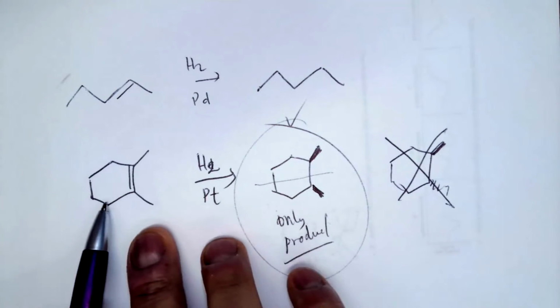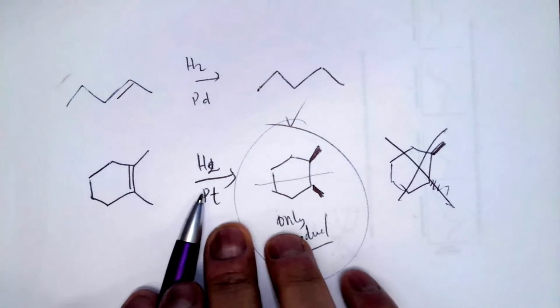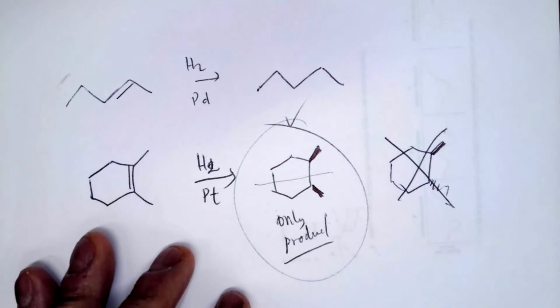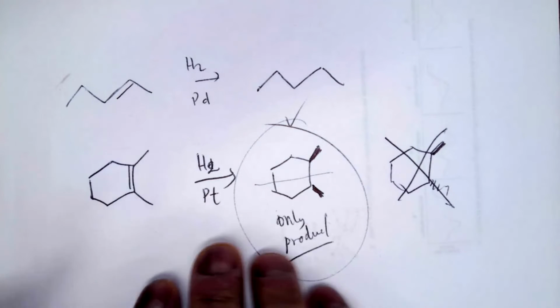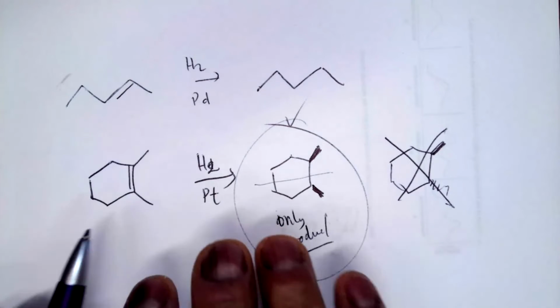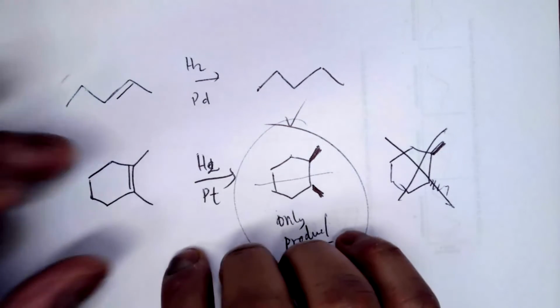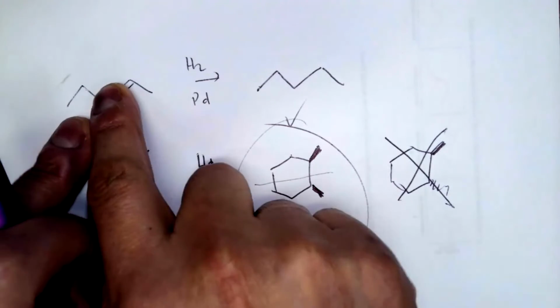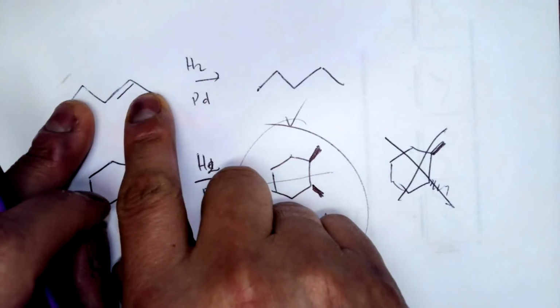Only take into consideration cis and trans in a cyclic compound. What about for the hydroboration? Yeah, for the hydroboration, the same thing. Only syn addition is important, right? That restriction of the syn addition is important only in cyclic compounds. In open chains, don't worry about cis and trans, right?